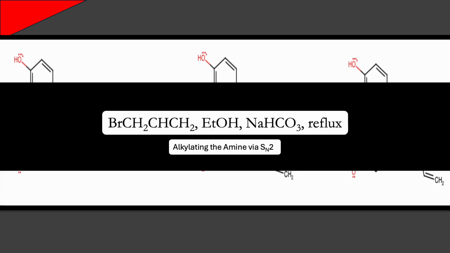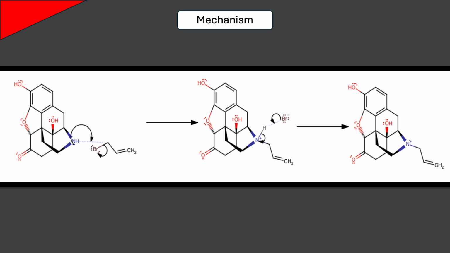The final reaction to form naloxone. Here we have an SN2 reaction where the lone pair on nitrogen will attack the allylic bromine carbon. This is an SN2 reaction and it is concerted, so it's one step. It will then form the second structure, which is ammonium, since it is a protonated amine. A Br- will deprotonate it to form our naloxone. This is our final product.